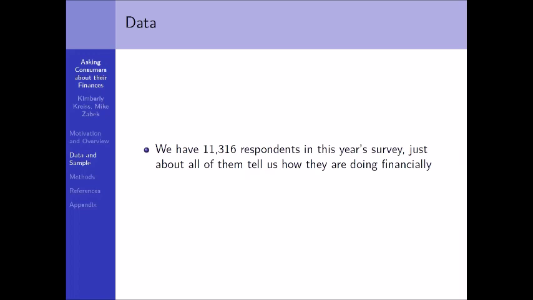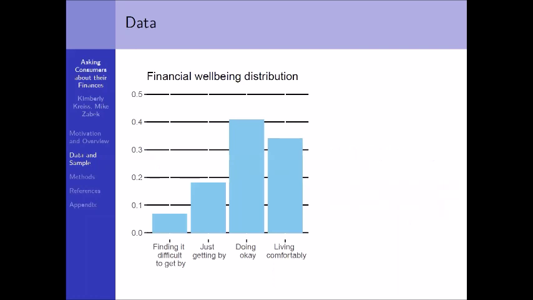So we have 11,316 respondents in this year's survey, and just about all of them answered the first question that I showed you, so how well they're doing financially. This is the distribution for US adults, the financial well-being distribution. So about 75% of people say that they're doing okay or living comfortably, which is pretty good news. Overall, people are doing okay. But we still have a non-trivial amount, so about 25% of people that tell us that they're either finding it difficult to get by or just getting by.